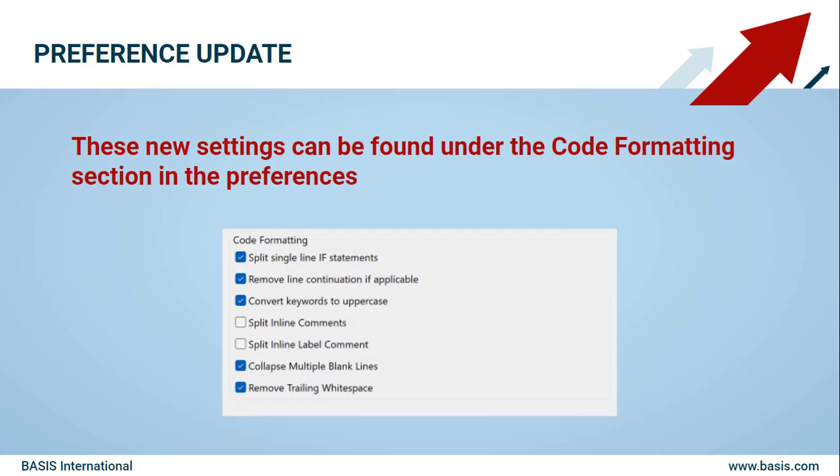Both of these new settings can be found at the bottom of the code formatting section under the BBJ code formatter user preferences, where they can be both enabled and disabled easily.